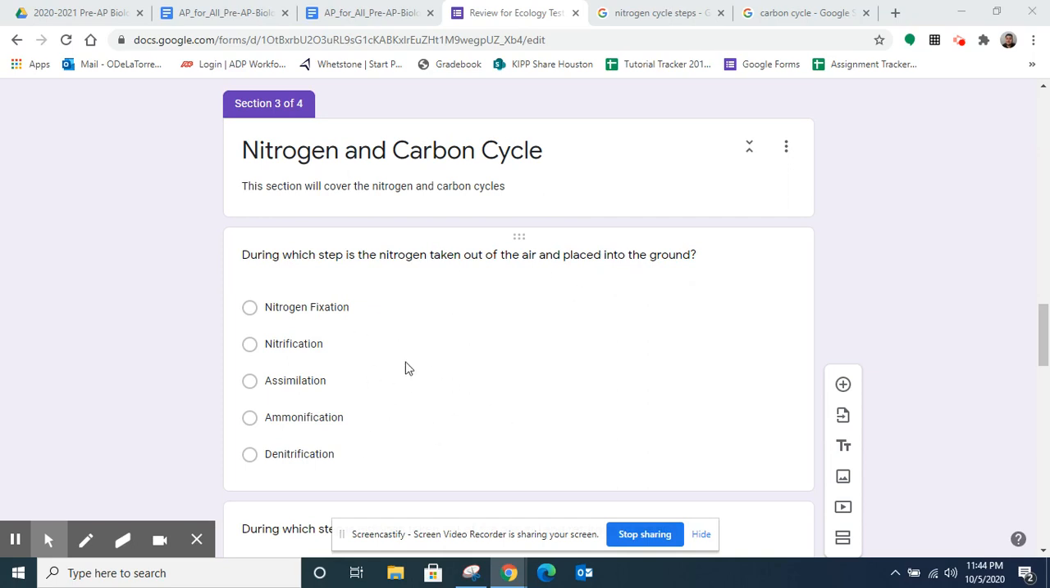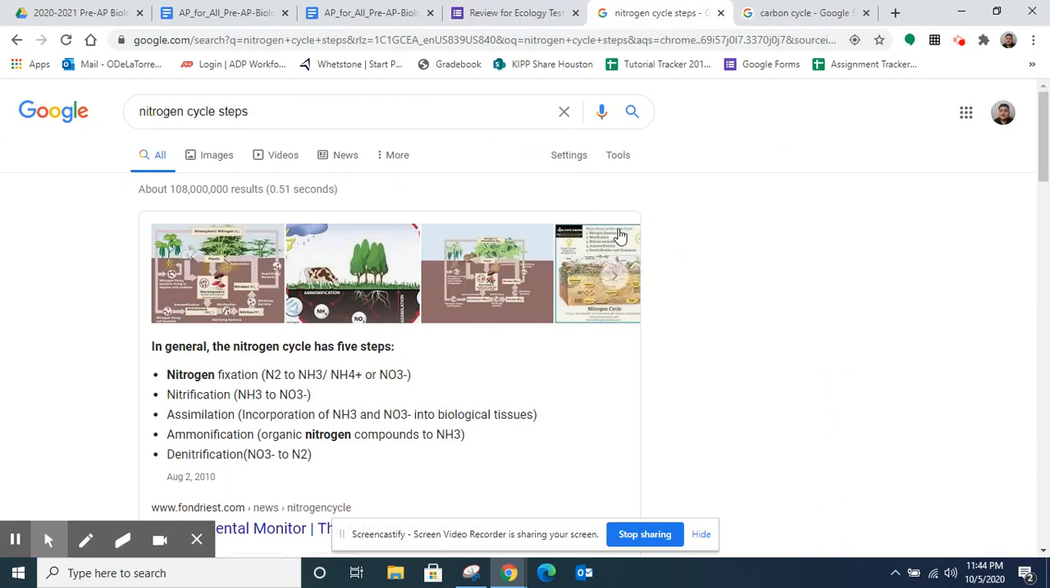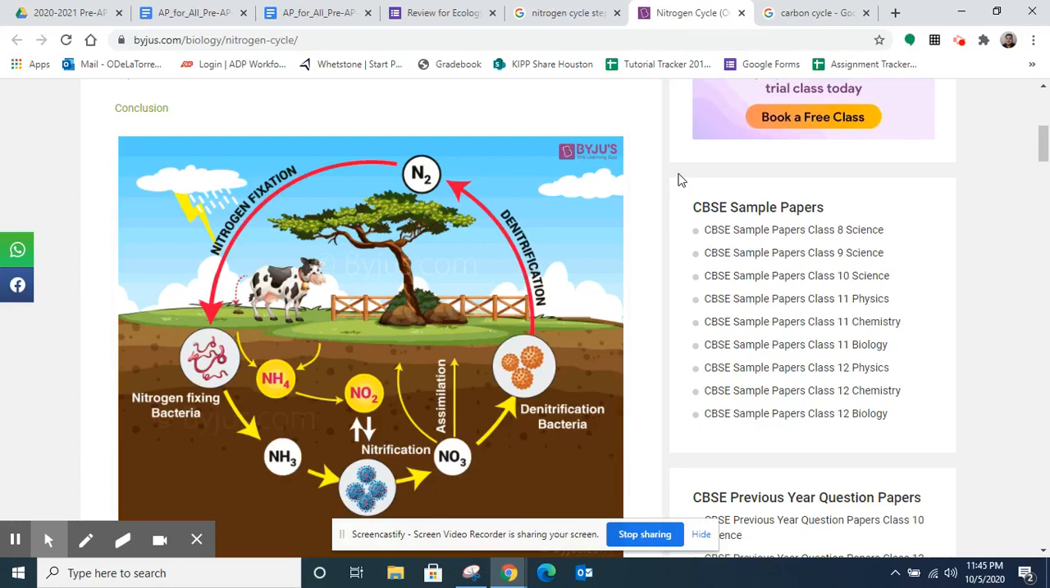What we need to understand in order to answer this is what the steps of the nitrogen cycle are. In the nitrogen cycle, we have 5 steps: nitrogen fixation, nitrification, assimilation, ammonification, and denitrification. So I'm going to click on this picture. This is a picture of the nitrogen cycle, and we can narrow it down into about 3 steps with 2 side quests.